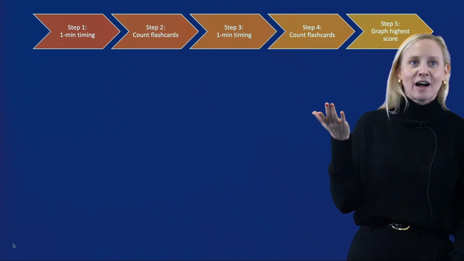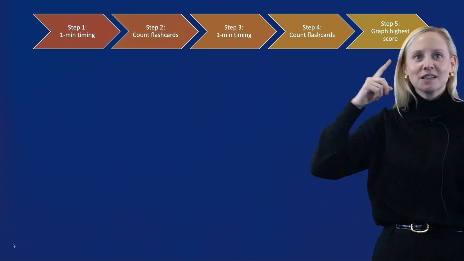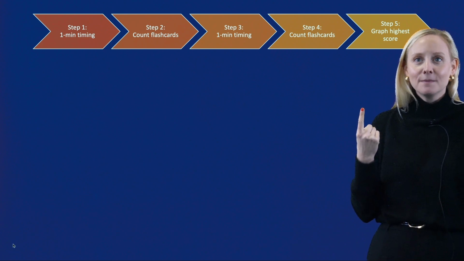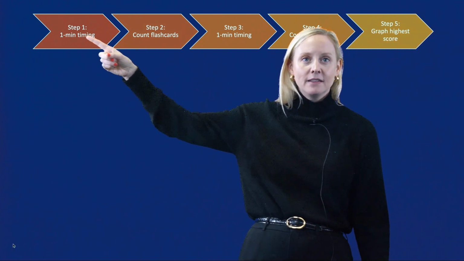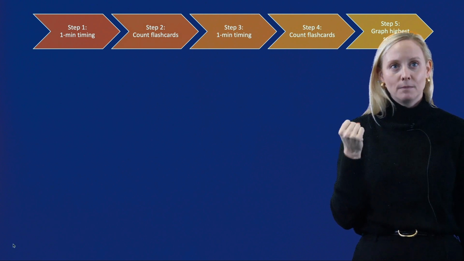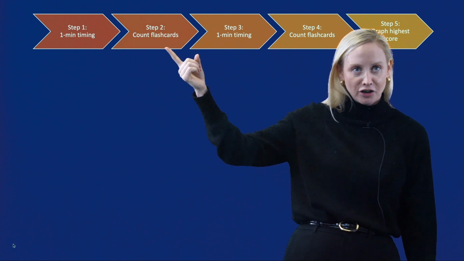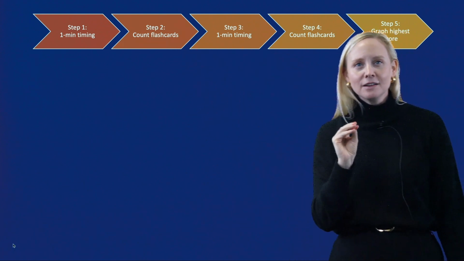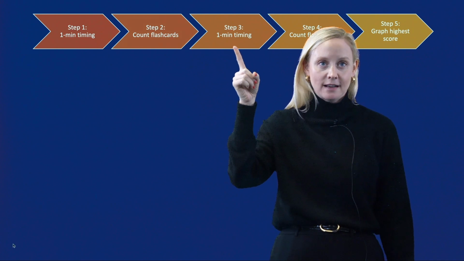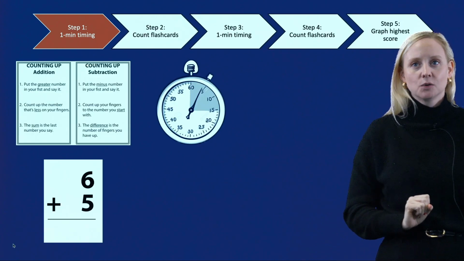So let's take a look at our 5 steps. I'm scooting over in the corner here so that you can see them. The first step is a 1-minute timing. The student will answer as many flashcards correctly as he or she can in 1 minute. Then the tutor and the student will count the flashcards. Then they will try to beat their score in a second 1-minute timing. Then they will count those flashcards and graph the higher score.